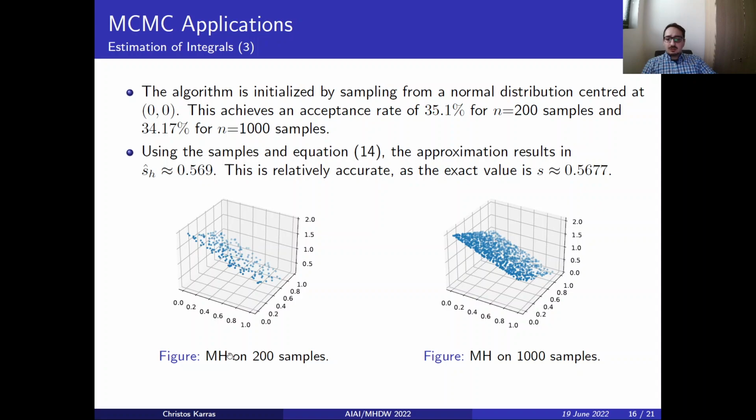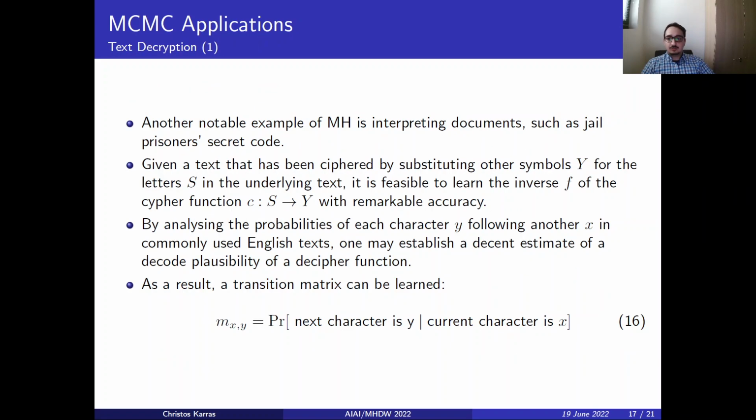The figures illustrate the Metropolis-Hastings algorithm on 200 samples, and on the right-hand side we have the Metropolis-Hastings on 1000 samples.